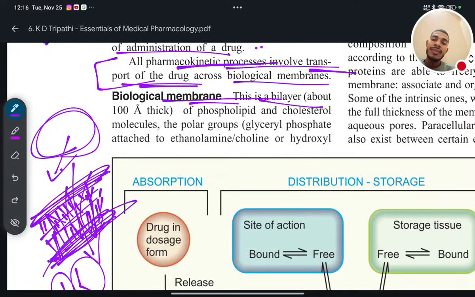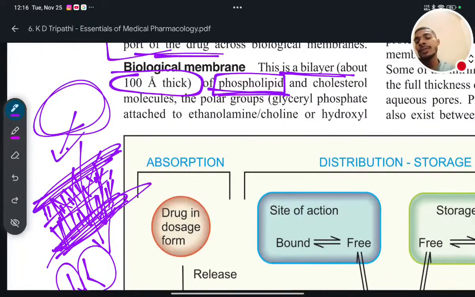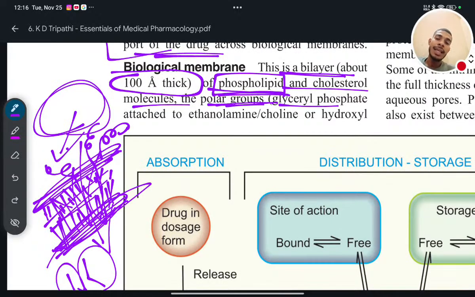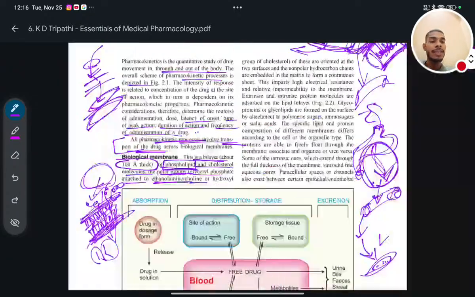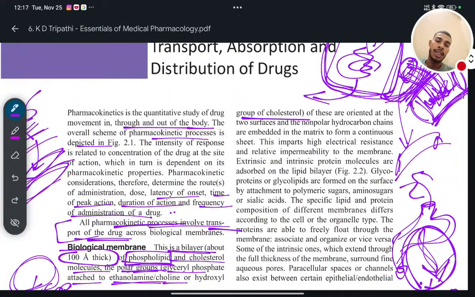A biological membrane is a bilayer. Now you understand why it is a bilayer: it is made up of two layers of lipid. So the cell membrane is a lipid bilayer about 100 angstrom thick, of phospholipid. Phospholipid means lipid with some sugars or phosphate attached. And cholesterol molecules. The polar groups such as glyceryl phosphate are attached to ethanolamine, choline, or the hydroxyl group of cholesterol.